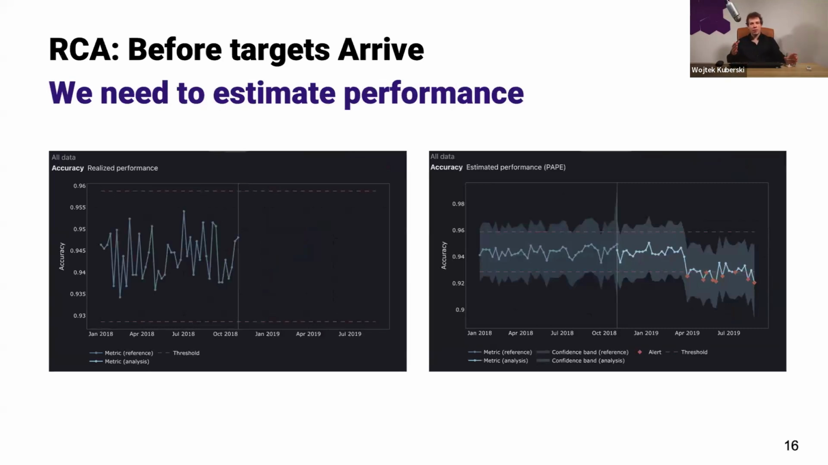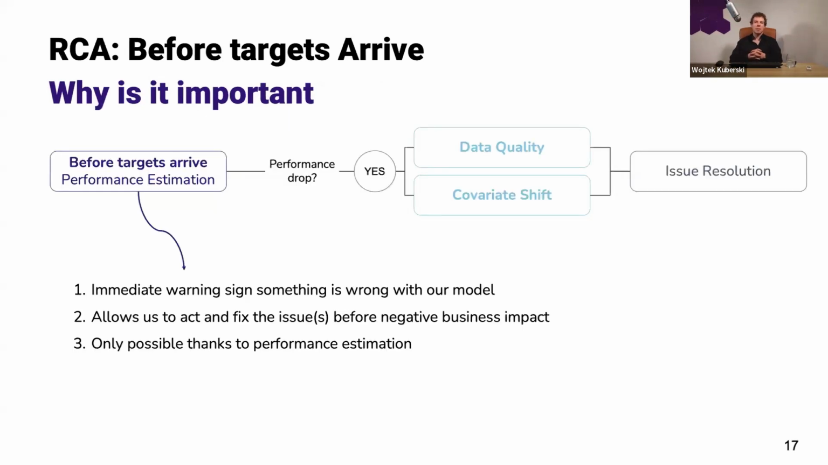The way performance estimation works is already briefly explained, and I'm not going to go deeper in this presentation, but we're going to use it as a signal that allows us to quantify the impact of covariance shift on model performance. What you see here is that we can estimate performance for any data point for which we have model inputs and model outputs. That's what we're doing, and we're observing a drop in performance.